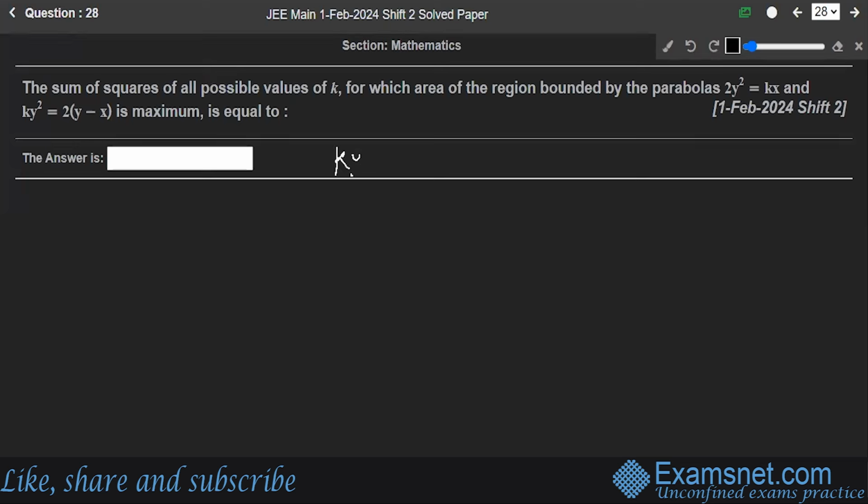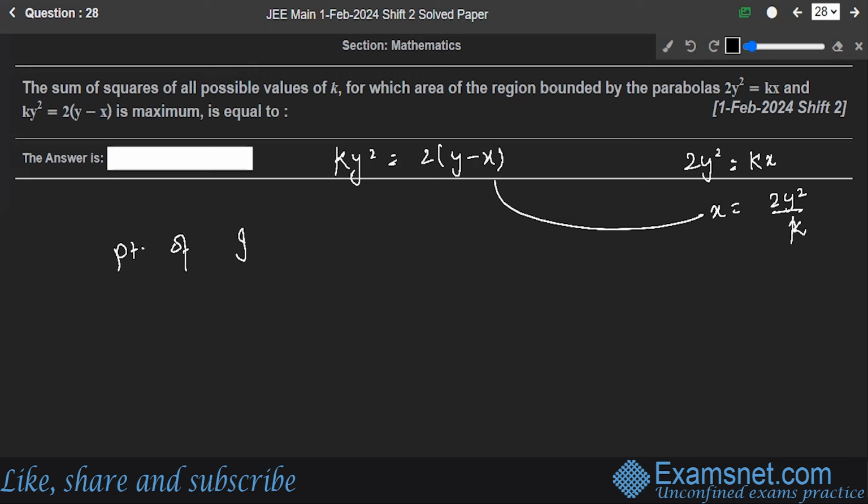The first one is ky square is equal to this, and the second one, 2y square, is equal to kx. From here, you have x is equal to 2y square upon k. So these are the two equations. Let's find their point of intersection. For that, let's fill this value of x in this equation. You have ky square is equal to 2 into y minus 2y square upon k. Let's take y common from both the sides. So you will have y.